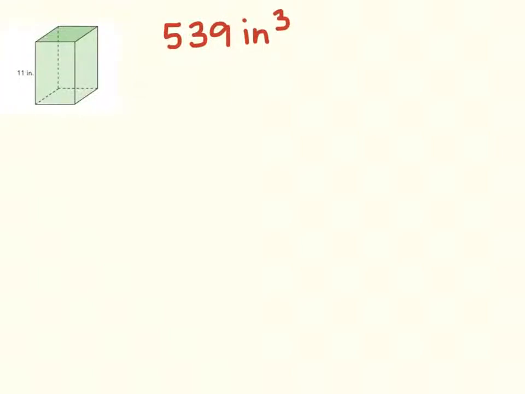Find the length of each side of the square base. We only know one dimension, right? We only know that it's 11 inches tall. So let's begin by using the formula for volume. Let's use base times height, because that only leaves us with one thing that we need to solve for. If we use the other formula, length times width times height, we'd be missing two dimensions. So let's start with base times height, or area of base times height.